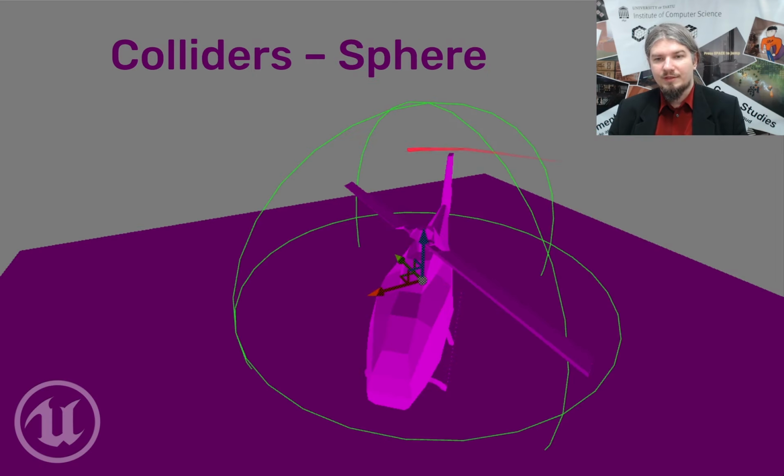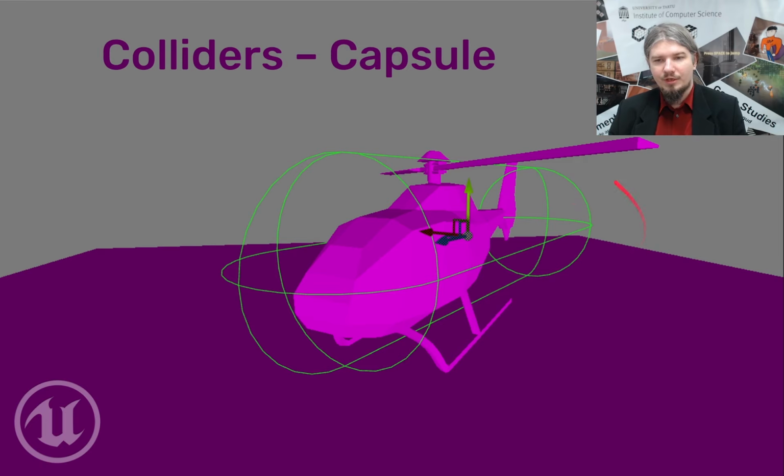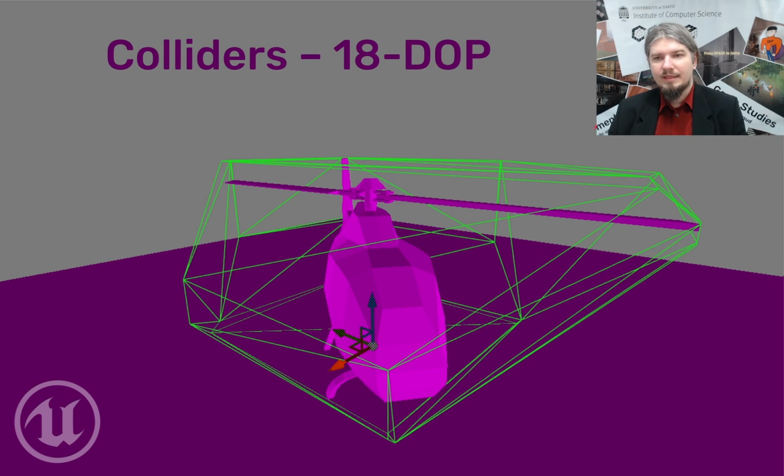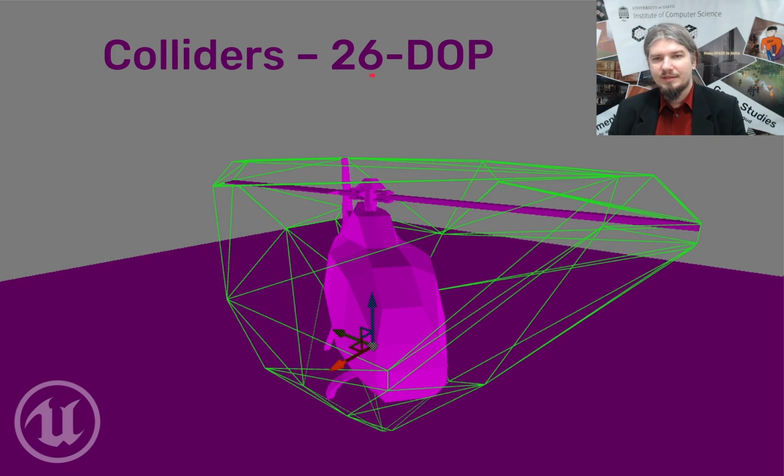You could also have a sphere. Testing an intersection with a sphere is quite an easy check. Or sometimes you use a capsule, this shape, which is a cylinder capped with two hemispheres. Or you might even have a convex hull collider. This is a bit trickier to test, but it's still easier to test than concave shapes. And some other interesting colliders are these 18-DOPs or 26-DOPs, which you can also find in Unreal Engine's colliders menu. Now what are these DOPs?